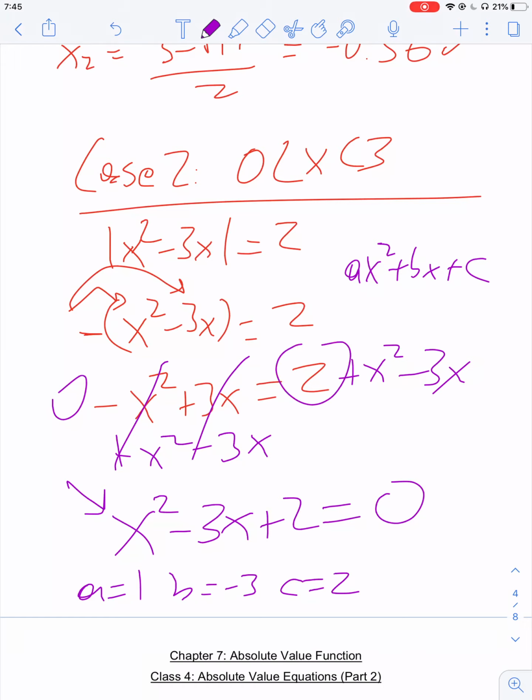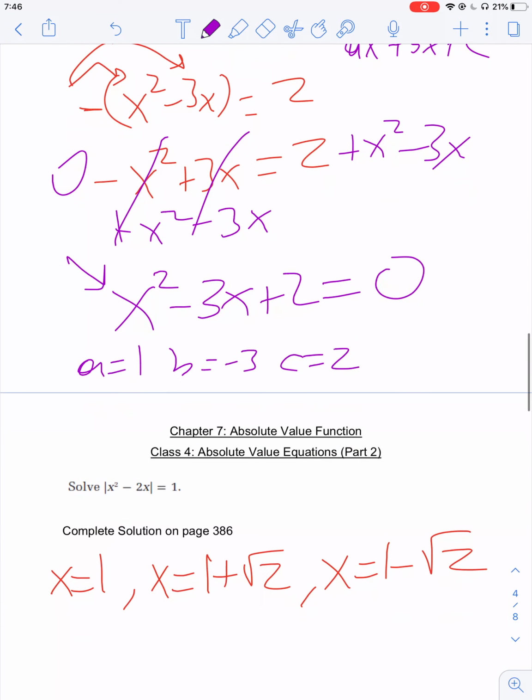If you moved the 2 over to the other side, which would have been slightly easier, it's just your a value would have been negative. Doesn't matter how you do it. Okay, so yeah, if it's with this, because you won't have any negatives, I think it would be slightly easier for you, but it doesn't matter.